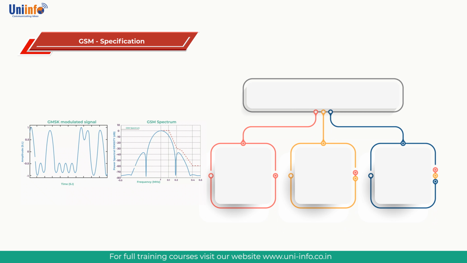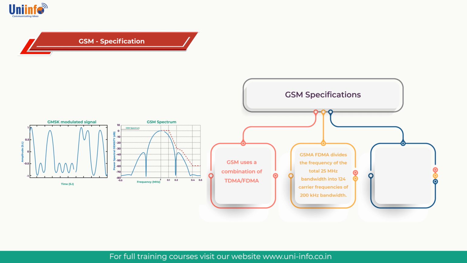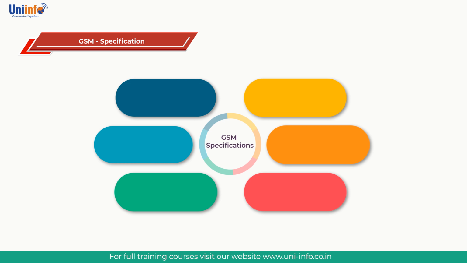GSM uses a combination of TDMA and FDMA. GSM FDMA divides the total 25 MHz bandwidth into 124 carrier frequencies of 200 kHz bandwidth. GSM uses Gaussian minimum shift keying, GMSK, modulation method. As per the GSM specifications given, there are some points.